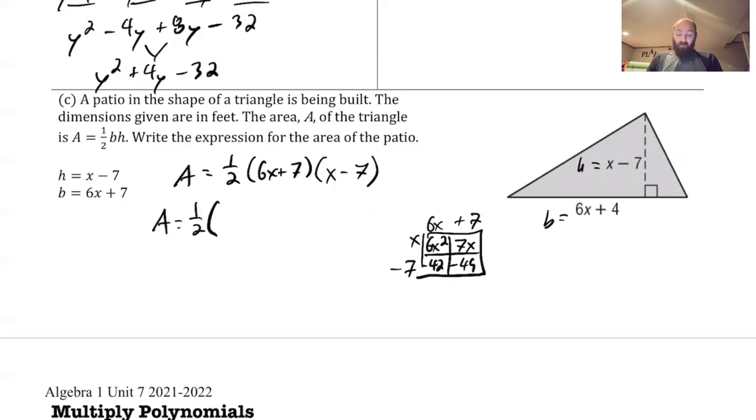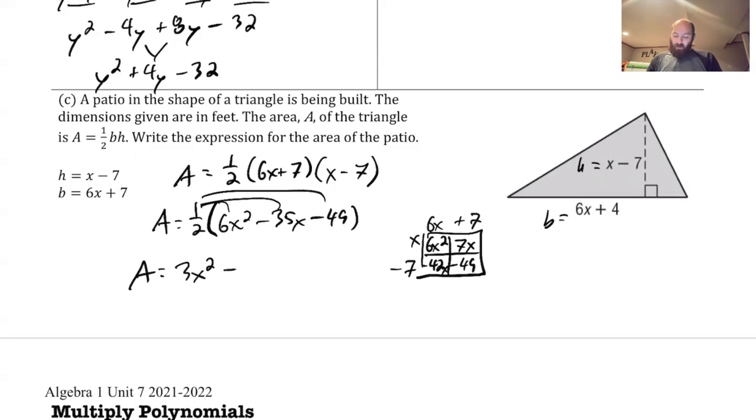So A is equal to 1/2 multiplied by this whole trinomial, 6x squared, 7, whoops, forgot to put an x there. Positive 7x and negative 42x is going to give me a negative 35x minus 49. Okay, from there, I'm going to do one more distribution, and that's going to be taking 1/2 multiplied to everything. So it's going to give me 3x squared, negative 17.5x, and then a negative 24.5. All right.